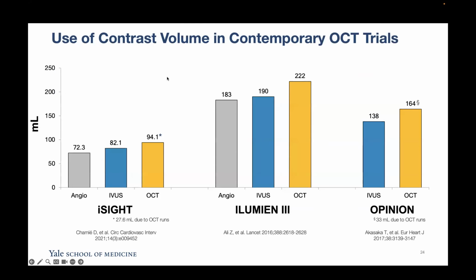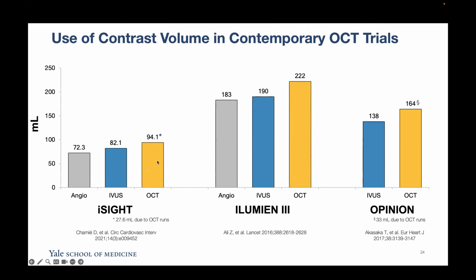In terms of contrast, these are the three most recent studies with OCT. ILUMIEN III, which you all know, is a randomization of angio-guided, IVUS-guided and OCT-guided. OPINION is a Japanese study that compared IVUS and OCT, and EyeSight is the one that I did in Brazil, again comparing angio, IVUS, and OCT. And you see that the volumes we generally use are much smaller than in the other studies.